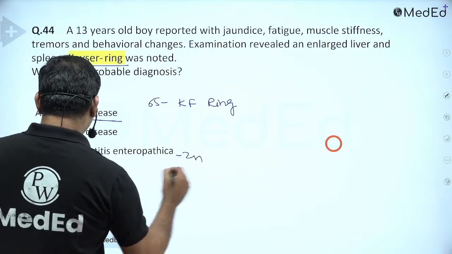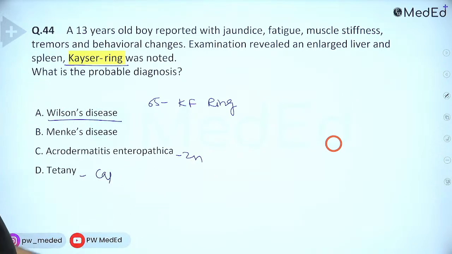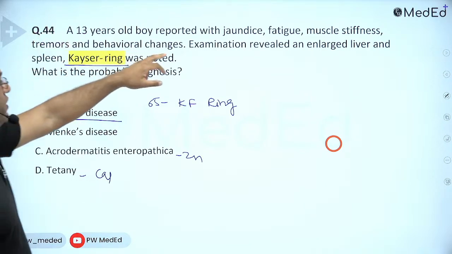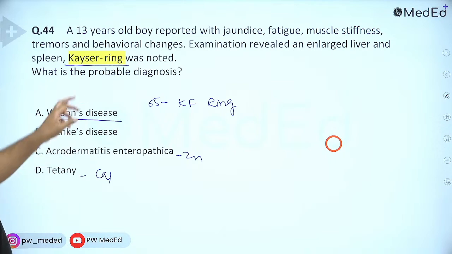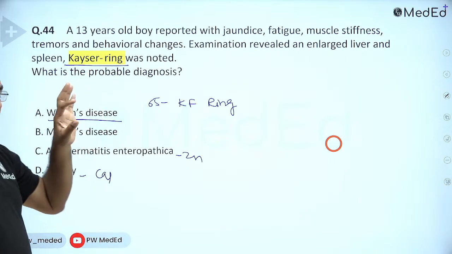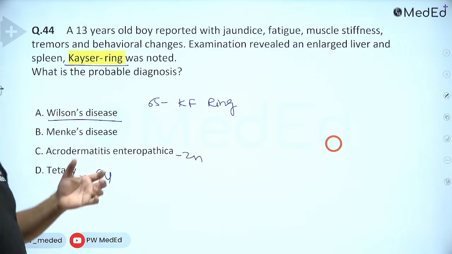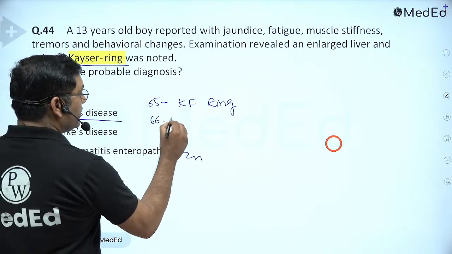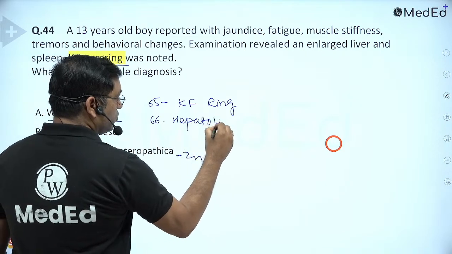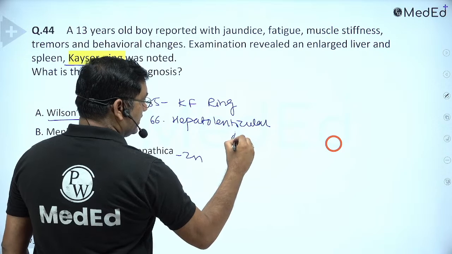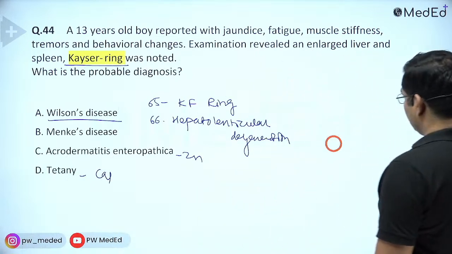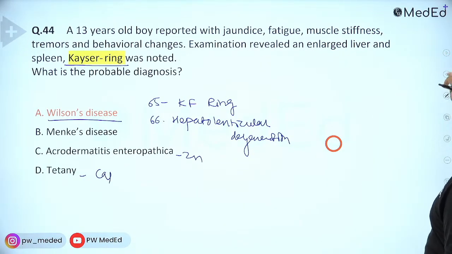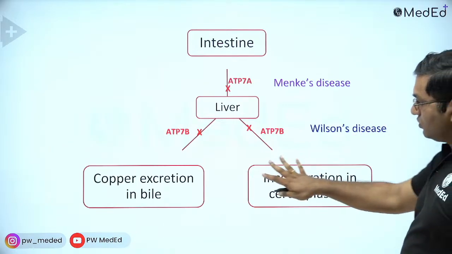Acrodermatitis, this is zinc related. Tetany, it is a calcium related problem. Okay, Menkes and Wilson, these are the copper related. Okay, copper. Reported with jaundice, fatigue, tremor and behavioral changes. Okay, cerebrohepatorenal disease. Wilson's disease is also known as hepatolenticular degeneration. So KF ring is there. See the KF ring in the Descemet membrane of the cornea. Wilson's disease.